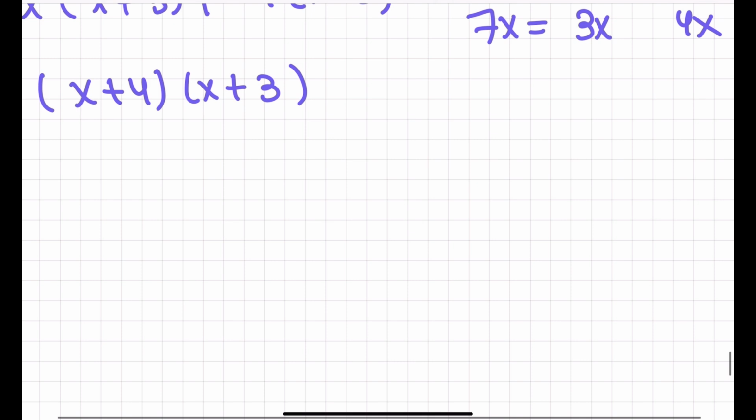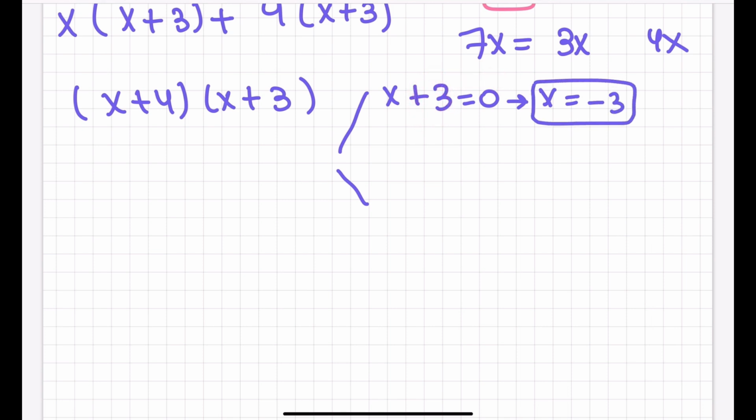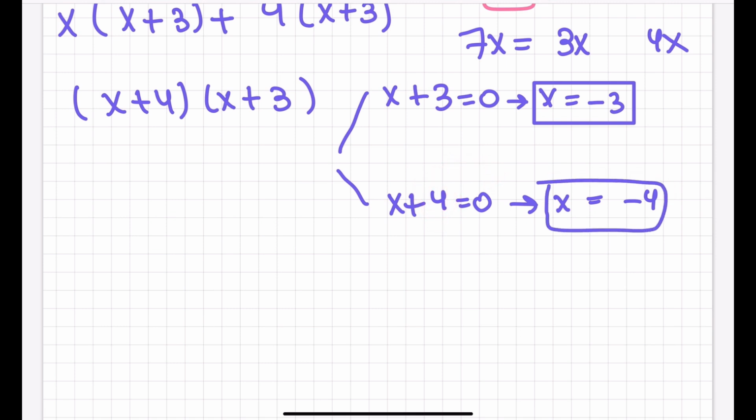So x plus 3 equals 0. In order to solve it, I'm going to keep the x on the left side. I'm going to move 3 to the right side, so x is going to be equal to -3. This is my first. And then here I have x plus 4 equals 0. So x is going to be equal to -4. How did I get that? I moved 4 to the right side. So x equals -3 and x equals -4 are our solutions.